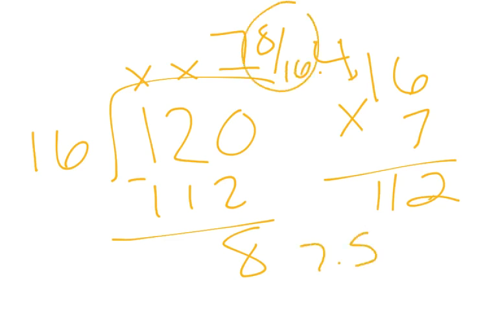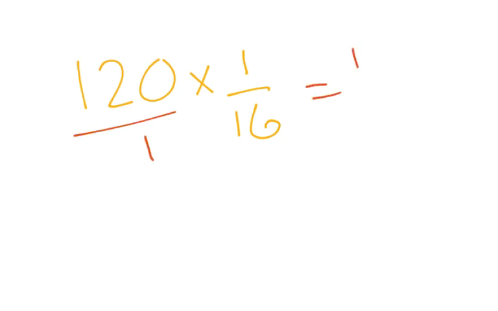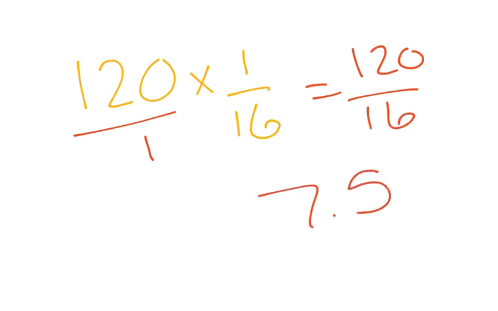So 7.5. That would be the same as taking 120 times 1/16, because literally I'm just multiplying straight across. That would be 120 over 16. No matter what you do, you're going to get 7.5. So 120 cups is 7.5 gallons.